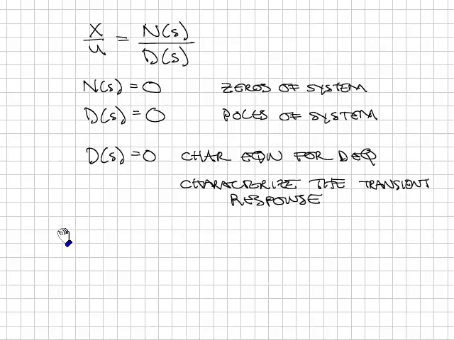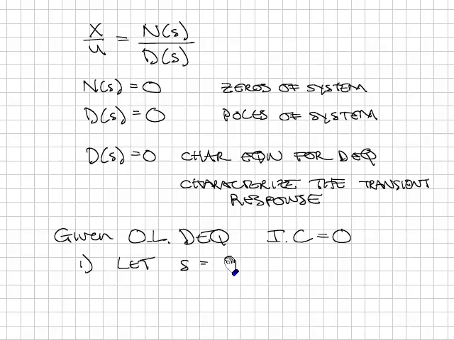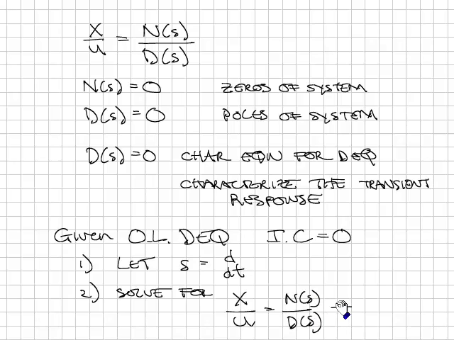Quick review. Given an ordinary linear differential equation with initial conditions equal to 0, which will be the case for our control systems in this class, one, let s equal d/dt. Two, solve for X over U, which will be n of s over d of s. This is the transfer function.